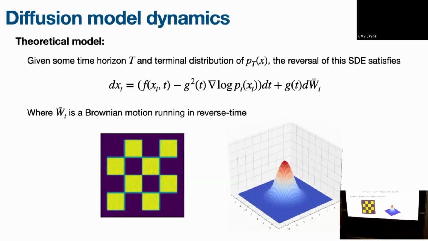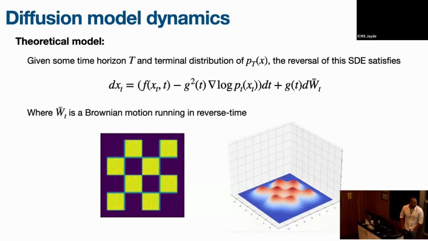So if you want to generate new samples from P0, all you have to do is to be able to sample from P of capital T, and then you run this SDE backwards in time. So these are the forward dynamics of an SDE that you run backwards in time, and this gets you a new sample from P0 or from PT for any value of T.